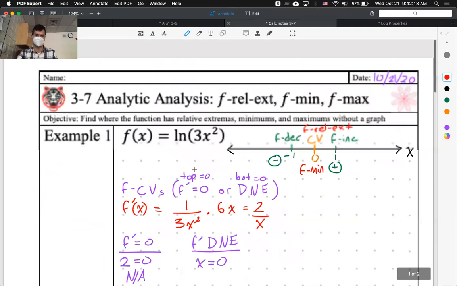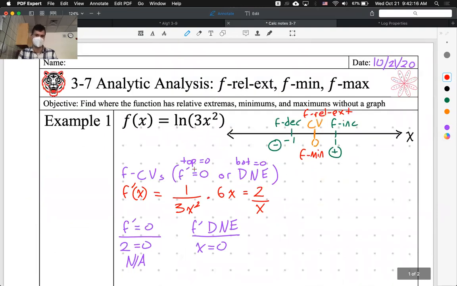Let me get a fist of 5 for our objective today. Find where the function has relative extremas, minimums, and maximums without a graph. 4, 4, 3. All right, thank you guys.